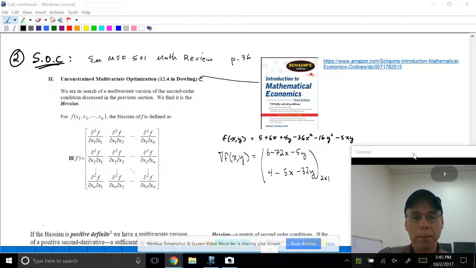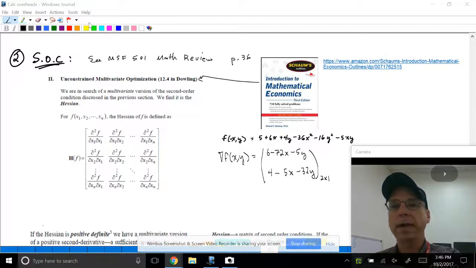Right, so now we're back and we're going to talk about second order conditions when we have more than one variable that we're trying to find as optimal values. So in this case, what we're going to look at is a two-dimensional relationship between the input x's and the value, the function of the x's. And we're going to look at something called a Hessian.